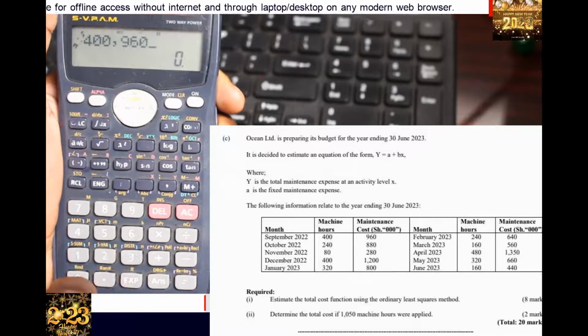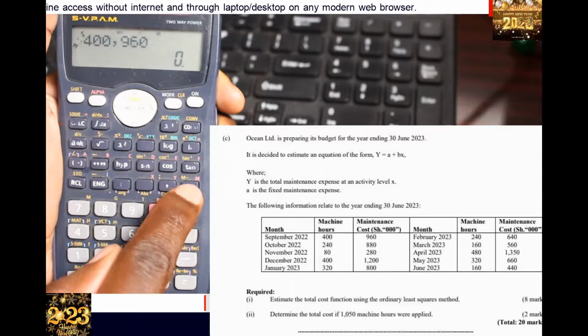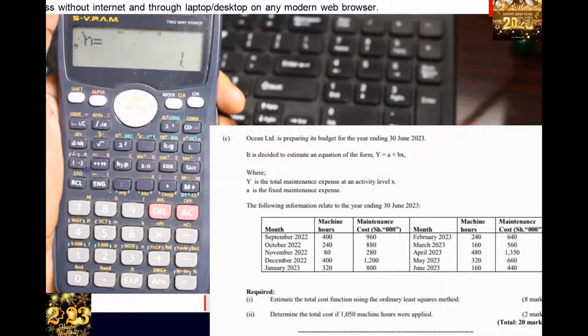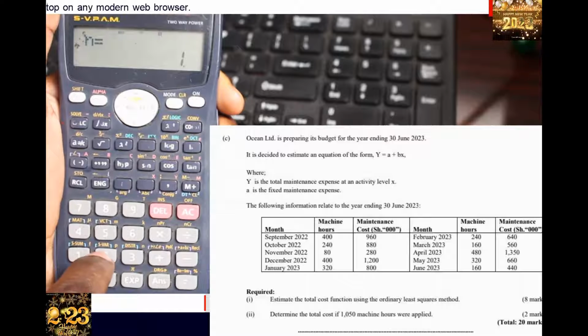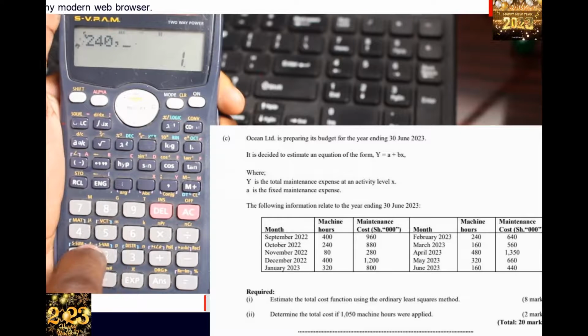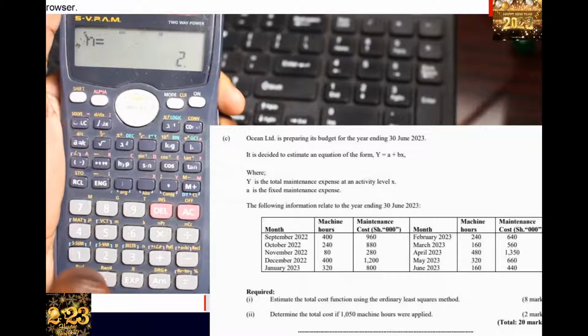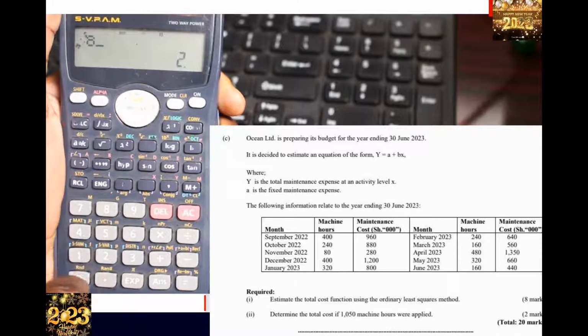Then I do m plus. Where is our m plus? My m plus is this one. So I do m plus. You'll see that I'm having my n equal to 1. I proceed to the next value, which is 240. I do comma, followed by 880. I do m plus, followed by 80, comma, 280.